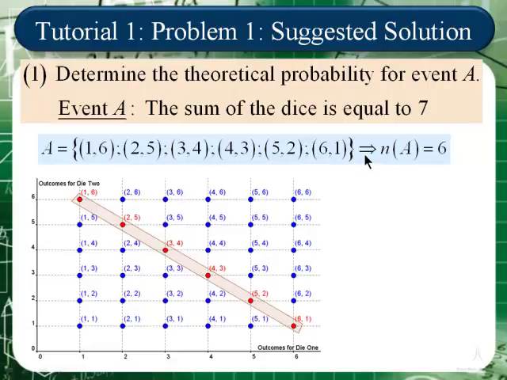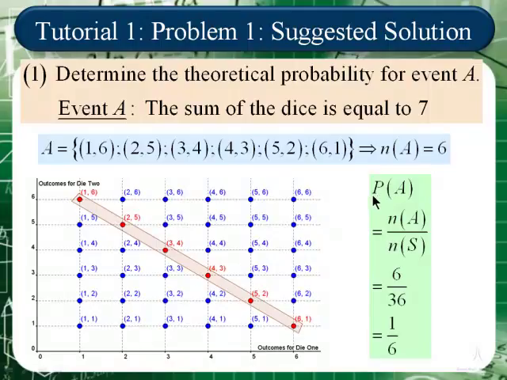So that means clearly then that the cardinal number of this event A is equal to 6. Remember, the cardinal number of the sample space S we know is 36. So therefore the probability for event A is the cardinal number of event A divided by the cardinal number of S according to the definition, and this is 6 over 36 or 1 over 6.